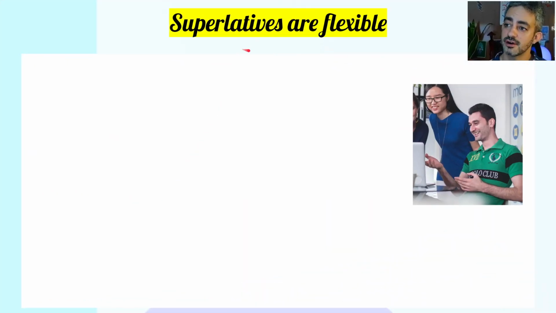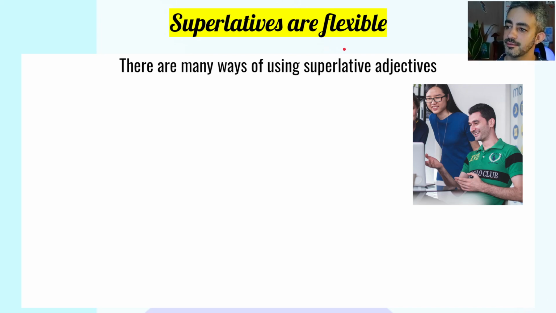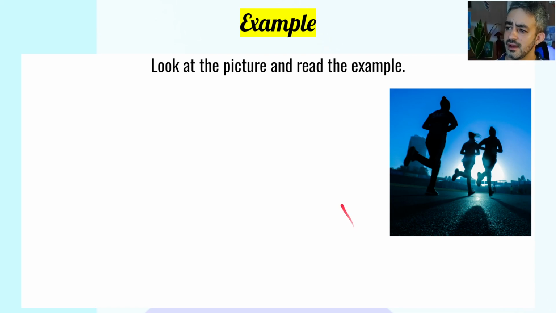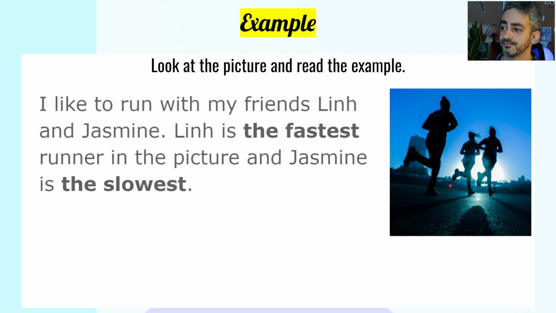Now, superlatives are flexible. And what do I mean by flexible? I mean, you can write the same information many different ways. Emilio is the fastest runner in my class. The fastest runner in my class is Emilio. Of all the students, Emilio is fastest, or the fastest. And my fastest classmate is Emilio. Notice sometimes we use the, sometimes we don't need it. And also notice that the superlative adjective can go anywhere in a sentence, at the beginning, in the middle, at the end.